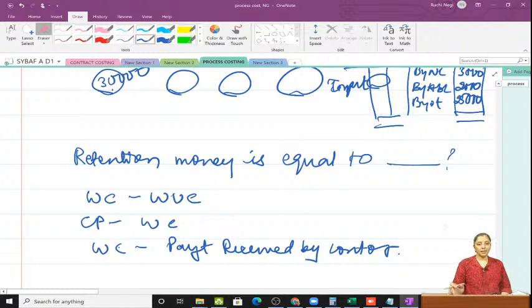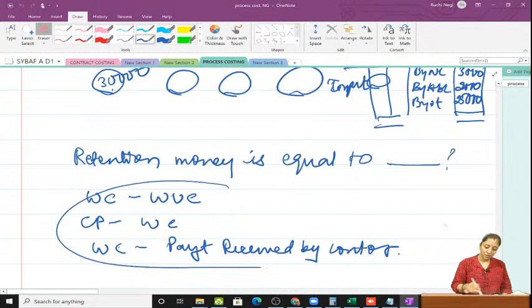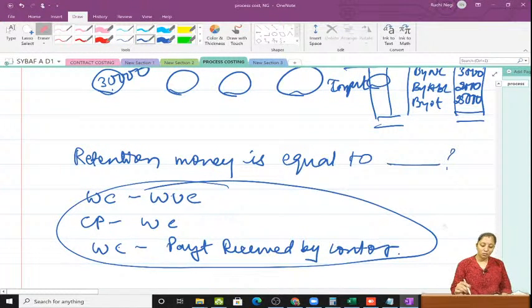Okay, so retention money, I just said when I was revising, what is retention money? The unpaid part of the money. Okay, why does the contractee keep that money with him? Because until the contractor completes the work 100%, why would he give the full money? So he will withhold it with himself. So according to the meaning of retention money, which is the best answer to this? Retention money is equal to what? Is it equal to work certified minus work uncertified, your contract price minus work certified, or work certified minus payment received by contractor? Yeah, very good, Chanchal. Yeah, it is. Work certified minus payment received by contractor.